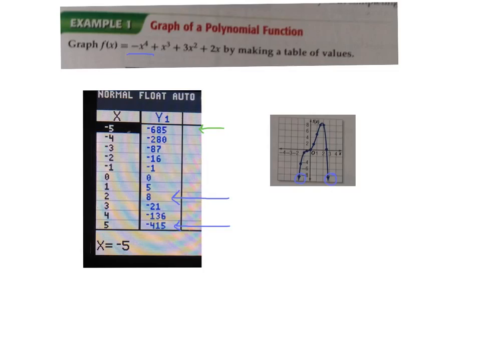If there was more than one peak, we would want to make sure that we included both of those peaks in our table. So again, you can use the table on your calculator, but be careful about the values you choose. You want to show where the end behavior is, and you want to be showing where the maximum or the minimum is in the function. Okay, go ahead and check your progress.